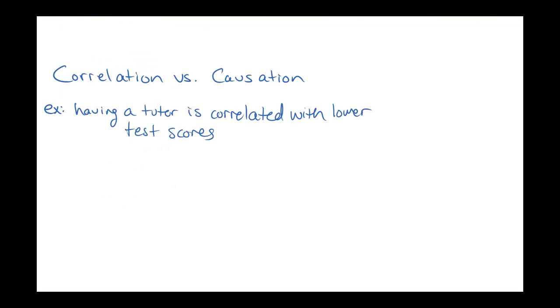Another example here is a correlation between having a tutor for a class and having lower test scores. Now this is a little counterintuitive. We would think that if you had a tutor, they would help raise your test scores. And that's likely the case, but if you think about it, the people who get tutors tend to be people who have lower test scores in general.